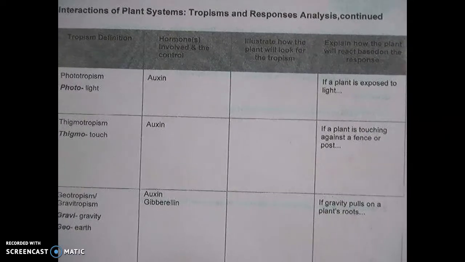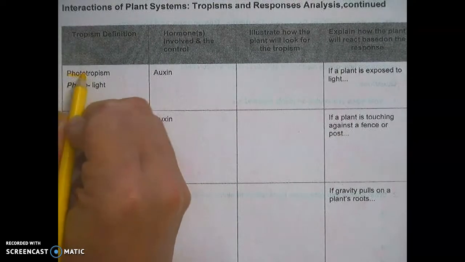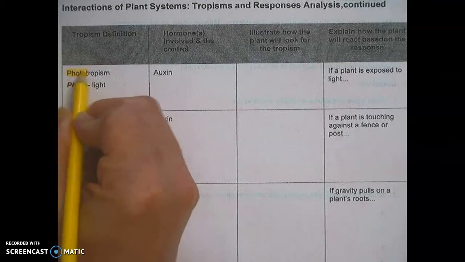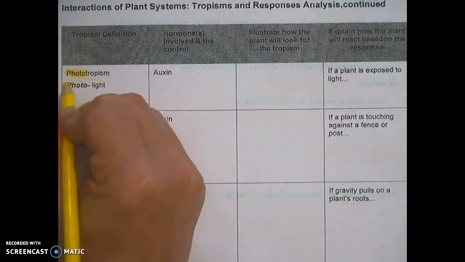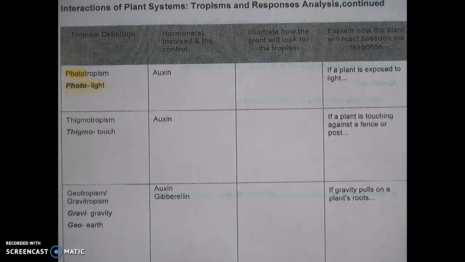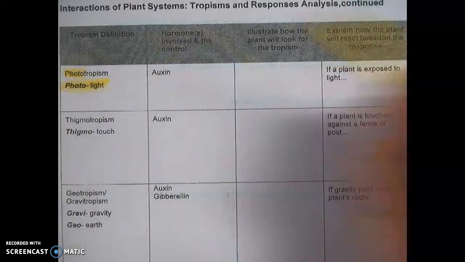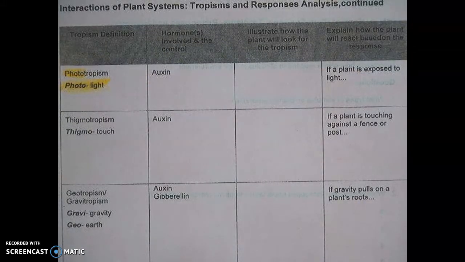Okay, next up is the big long table. We have something called phototropism, and this is a plant's response to light. What's cool is we have this Latin root called photo, and it means light. So what I'm doing is you could take a highlighter. I have a very broken yellow pencil here, and I'm just highlighting in yellow because we tend to associate the color yellow with light. And then what hormones would be involved for phototropism?